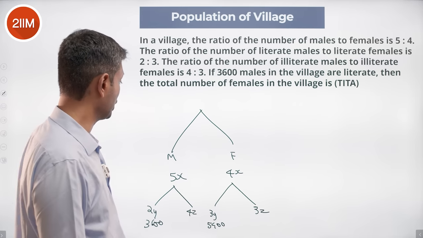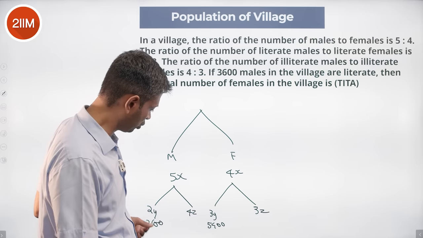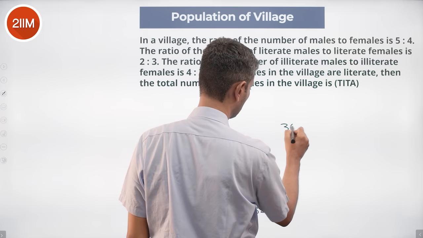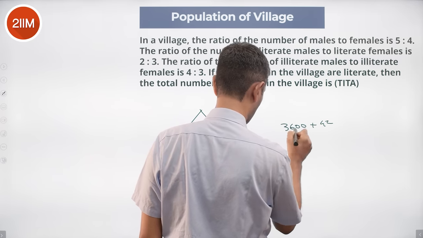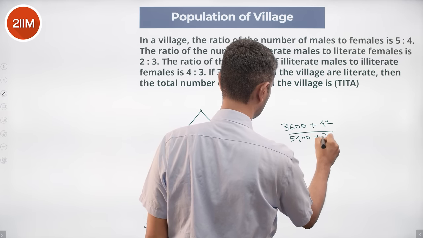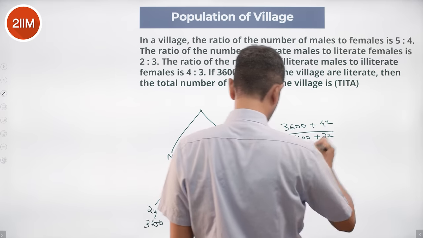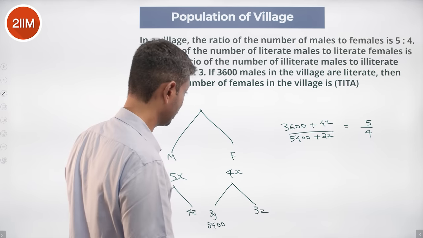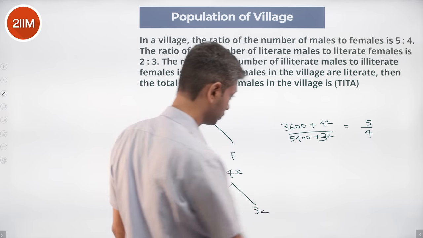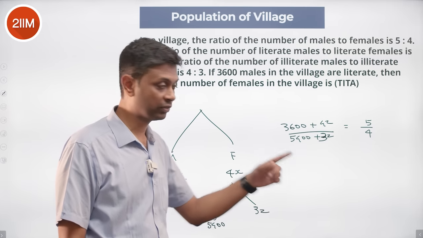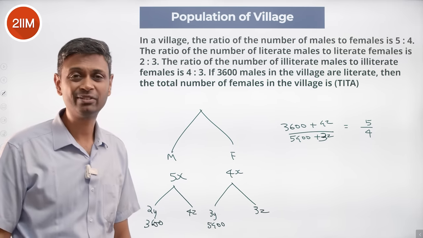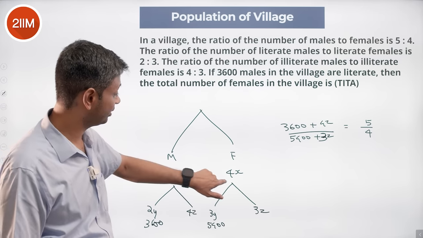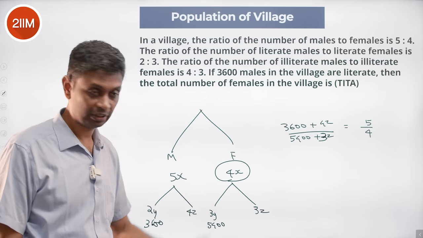Then the total number of females in the village, we need to find 4x. We know this is 3,600, this is 5,400. We know 3,600 plus 4z over 5,400 plus 3z is equal to 5 by 4. This plus this over this plus this is 5:4. Solve for that, we should get z. Then we'll go step by step and find y, find x, all of it. The total number of females in the village, we need to find this number. We need to find 3y plus 3z.